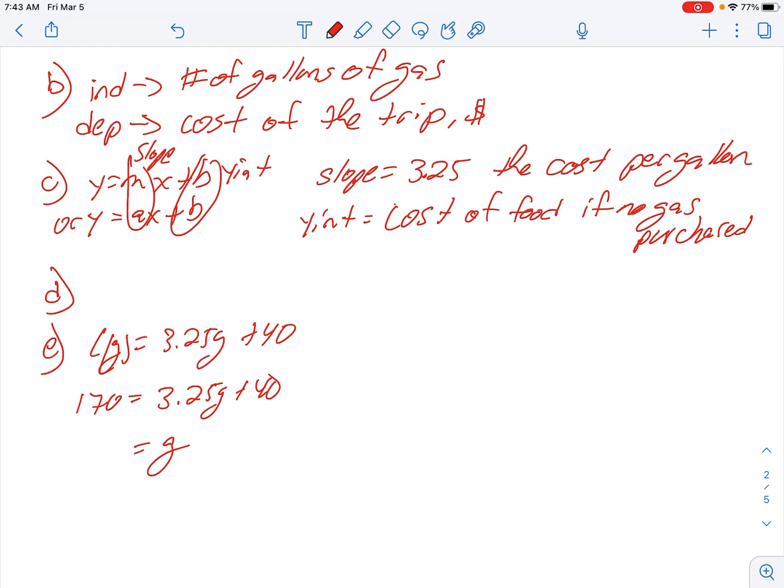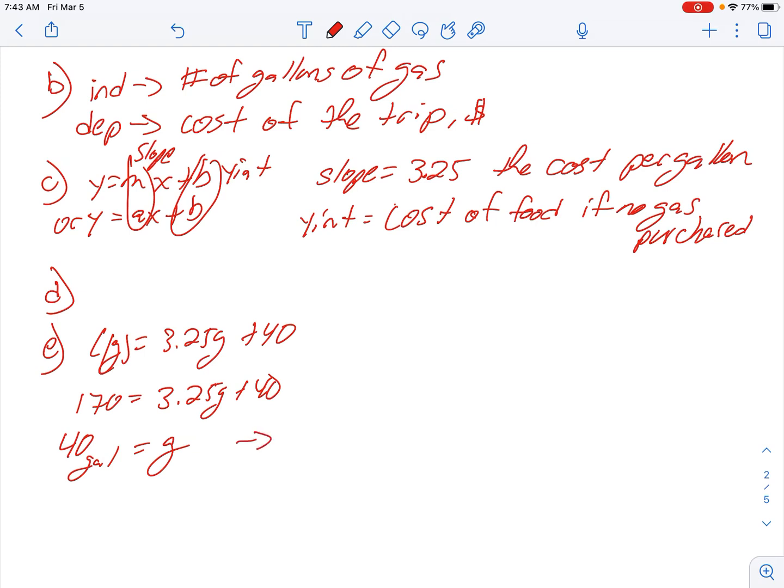all right, I guess I didn't get my calculator out. That's going to be, 1 second. I don't have my calculator, so let me get back to this. I'm getting my phone out. So 130 divided by 3.25, that's going to be 40, okay? So he can buy 40 gallons worth of gas.